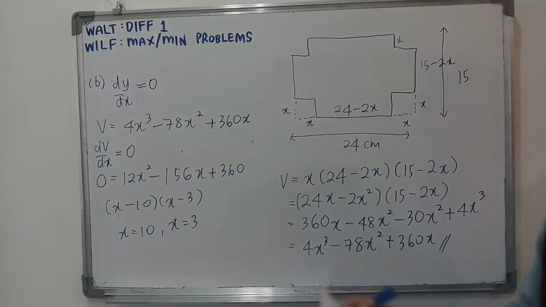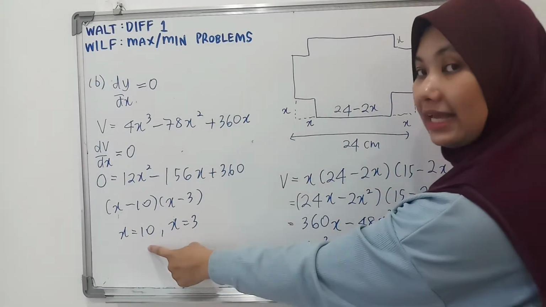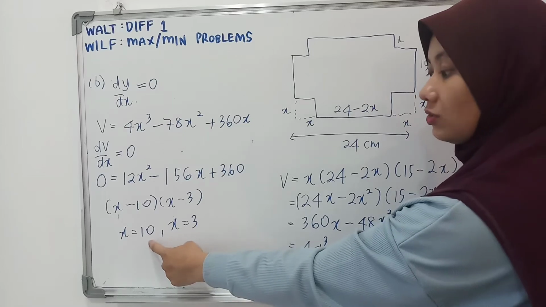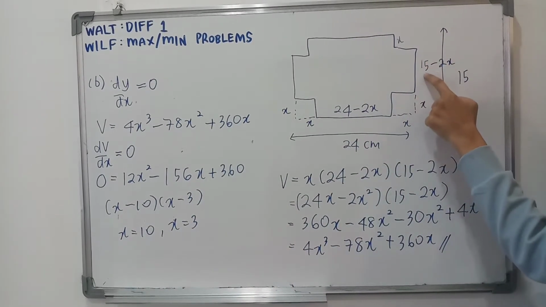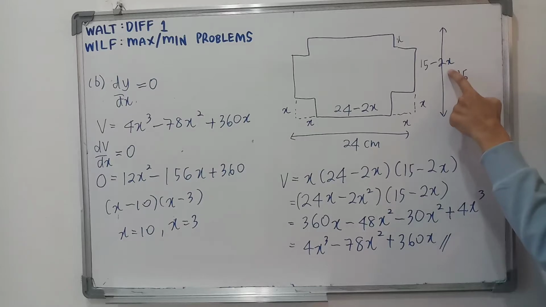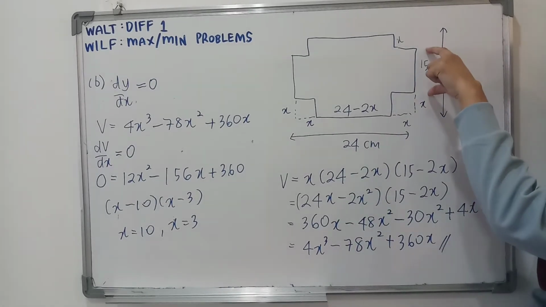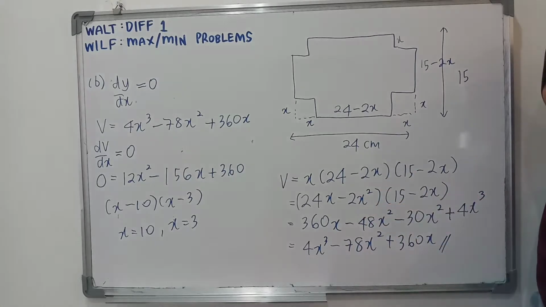Okay. So which one is your answer now? Which one is your answer? If we choose x equals 10 as our answer, then this line would be 15 minus 20, which is 2 times 10. 15 minus 20 is negative 5. Is it logical to have this side as negative 5? So it's not logical. We cannot accept x equals 10 as one of our answers.